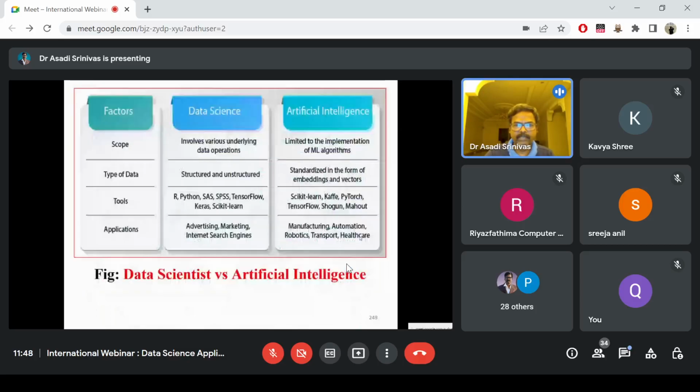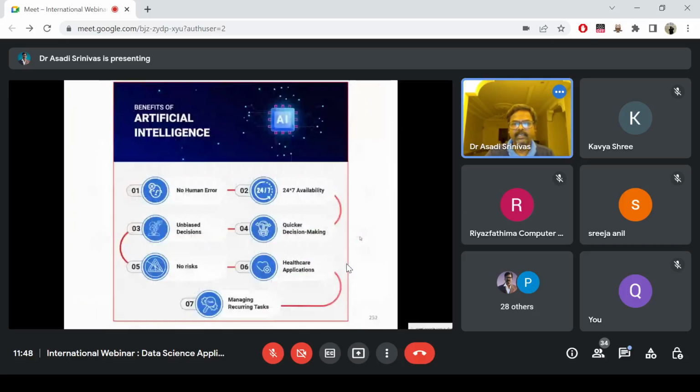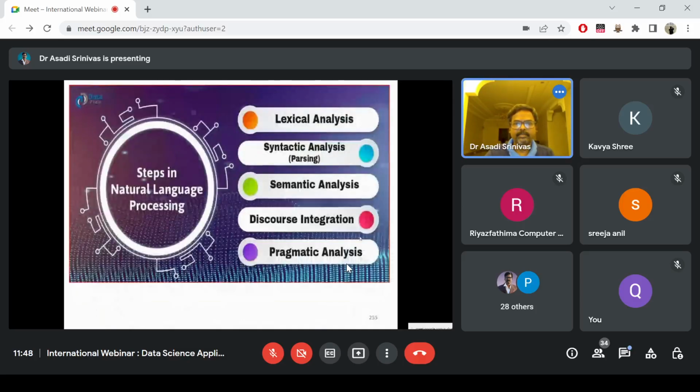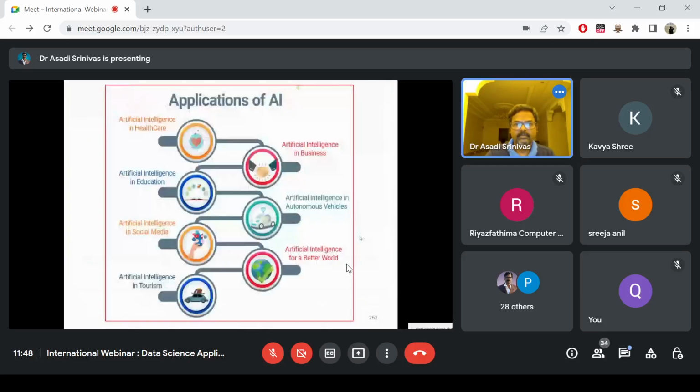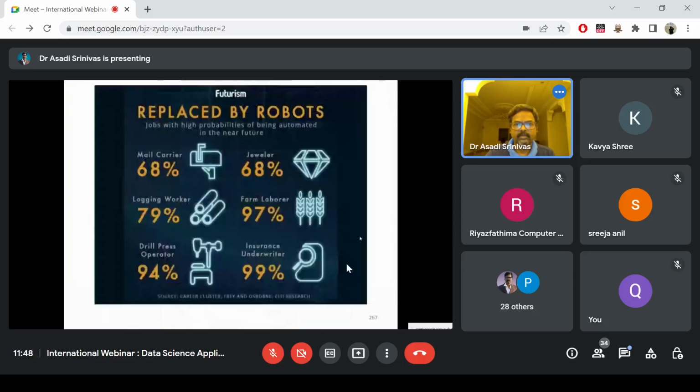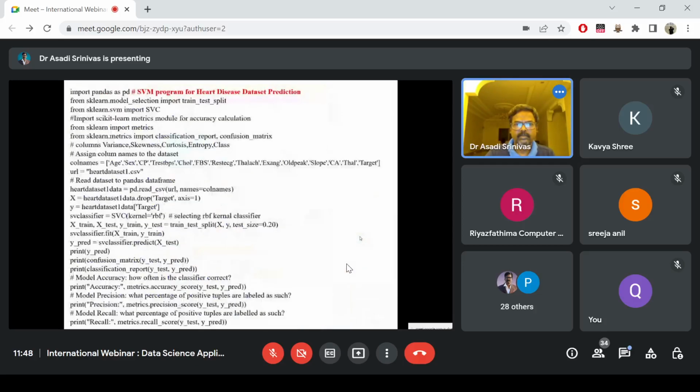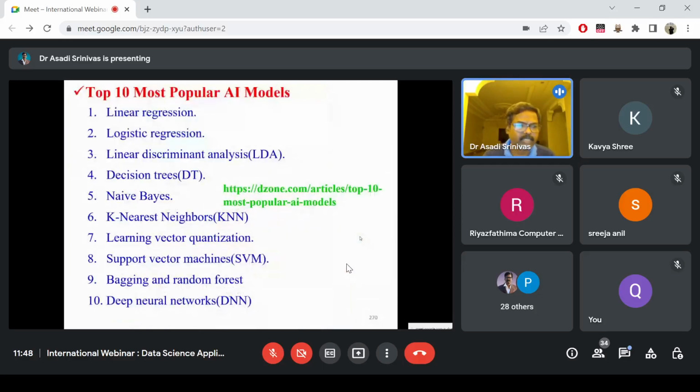I'm going to share this PPT with you. Don't worry. These are the top 10 algorithms in artificial intelligence.